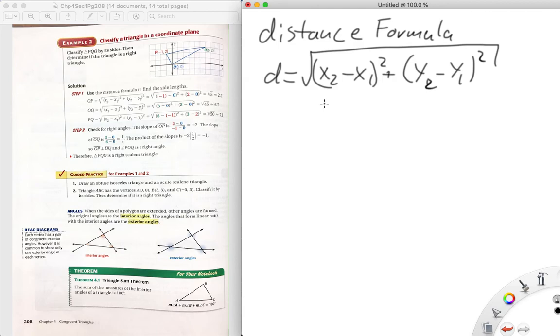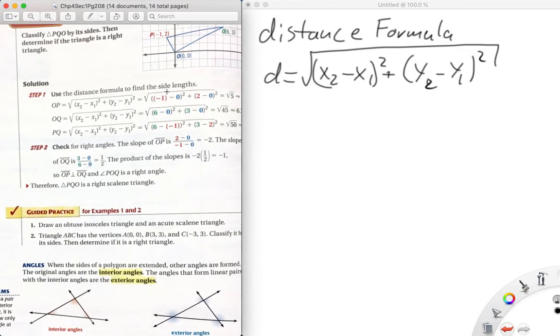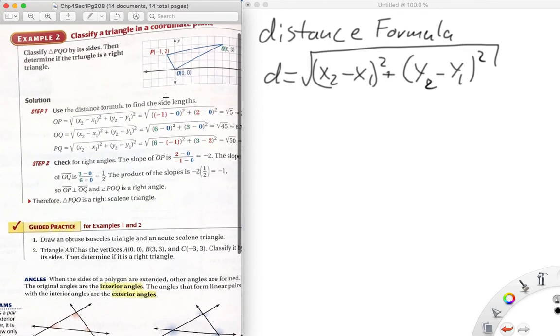So there's two processes that they do here. In order to determine what type of triangle it is, you have to determine either by its sides or by its angles. The only thing you can really determine by angle is whether the triangle is a right triangle. You can use the distances to tell if it's either scalene, isosceles, or equilateral.